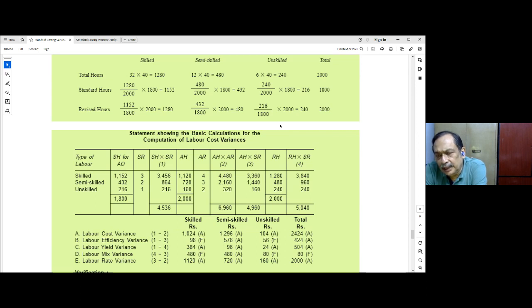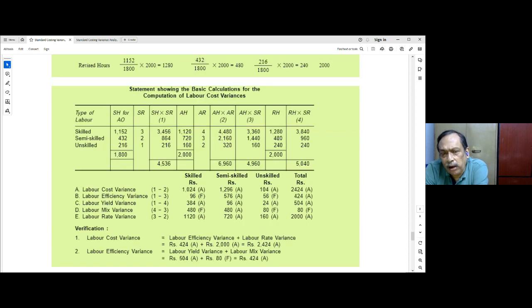Then AH into SR, let it be 3, that is 3360, 1440, 160. Total comes to 4960. Then revised hours 1280. We have calculated 480 and 240. Total is 2000. And finally, revised hours into standard rate, that is 4. It comes to 3840, 960, 240. So total comes to 5040.